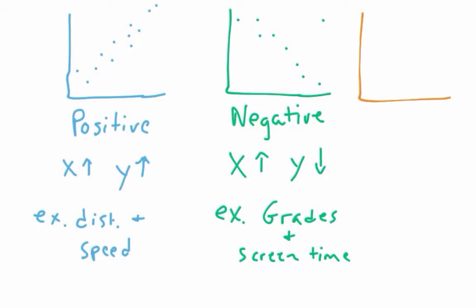Okay, last one. Last one's going to be no correlation. So no correlation. If you have something that's no correlation, the graph is going to look like... Random. Yeah, random. It's going to look kind of like nothing, like you took a shotgun and just shot at the screen. So no correlation would be something like that.